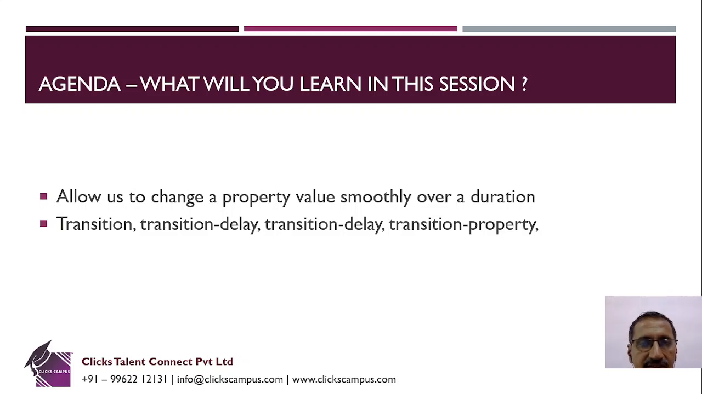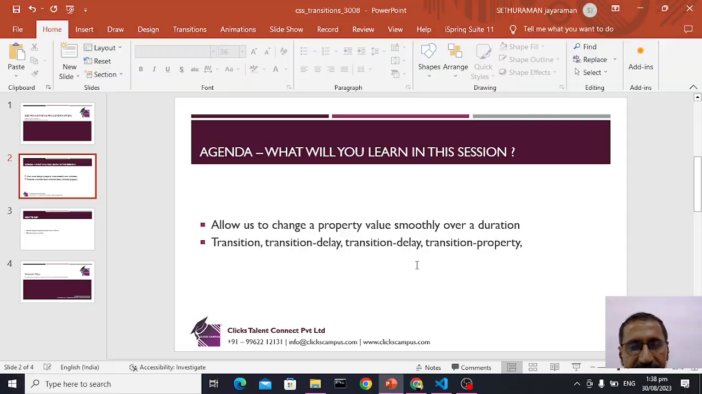Transition allows us to change a property value smoothly. Property refers to width, height, background color, border radius, border color, whatever it is. The change will happen smoothly, and it will always do it over a duration of time. So let us see how we do all these things in our practical example.